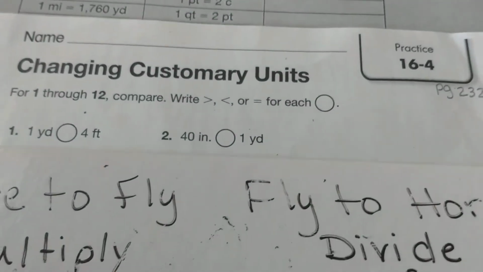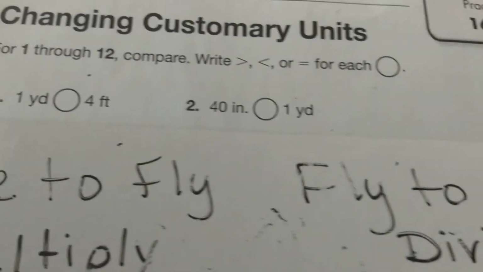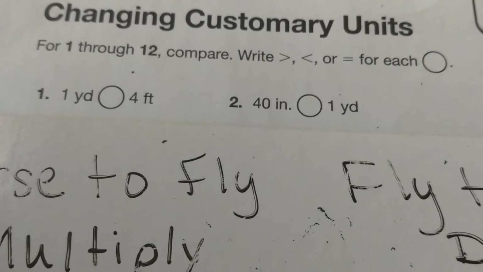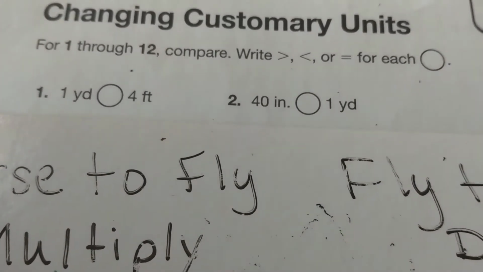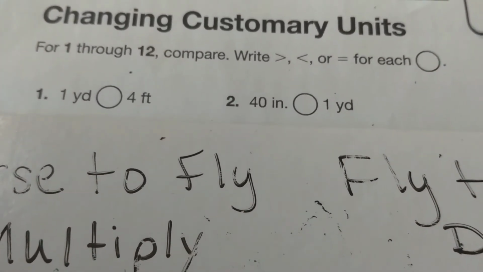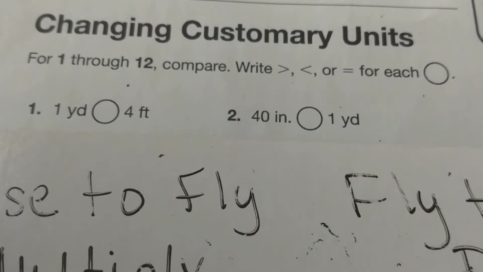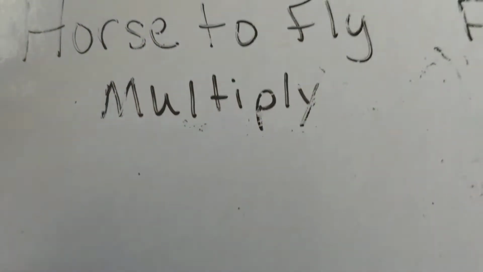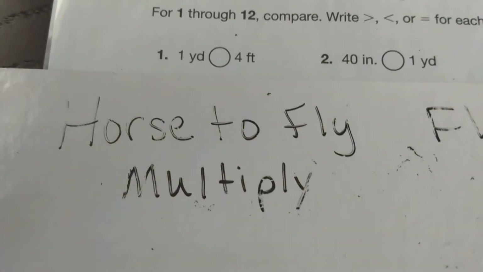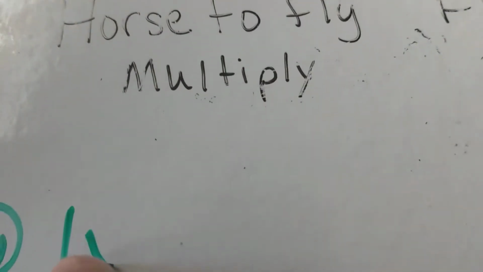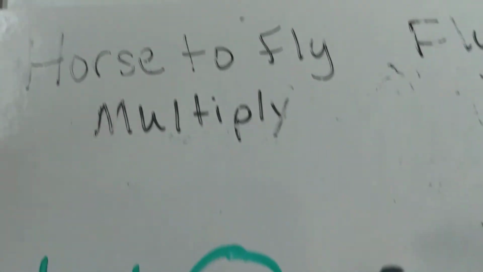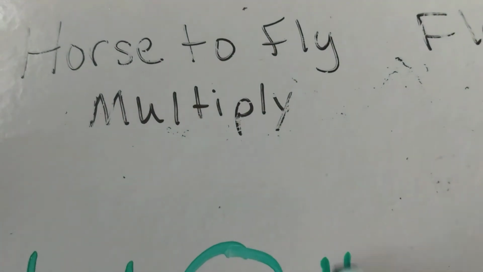Okay, so now let's look at our first problem. 1 yard is greater than, less than, or equal to 4 feet. So let's rewrite that. I'm going to rewrite that on my board right quick. Problem number 1. 1 yard is greater than or less than or equal to 4 feet.